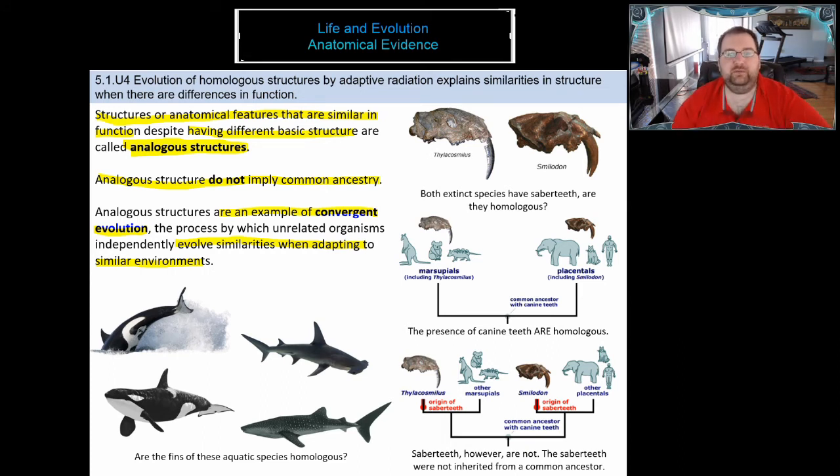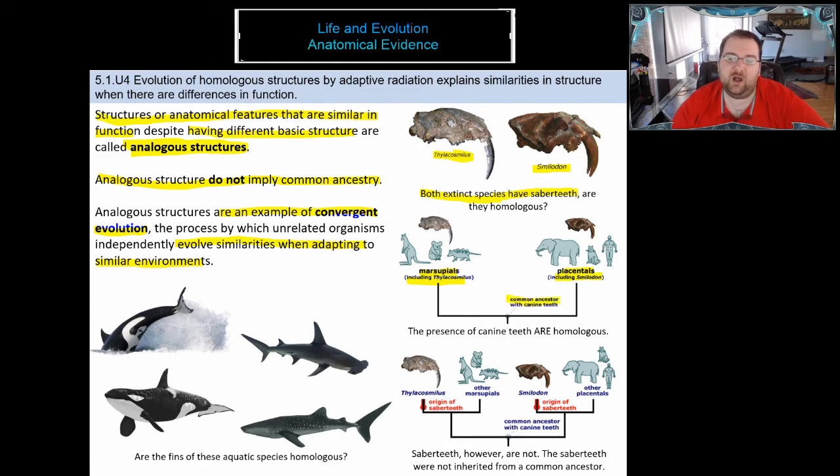Another example of this is that of the Thylacosmilus and the Smilodon. Now the Thylacosmilus and the Smilodon are both extinct, and they both have saber teeth. So if you just looked at these skulls here, you would say, wow, they look really similar. They must have had a common ancestor. No, they didn't. The Thylacosmilus is a marsupial, and the Smilodon is a placental mammal. So yes, they're both mammals, but they're very different kinds of mammals.